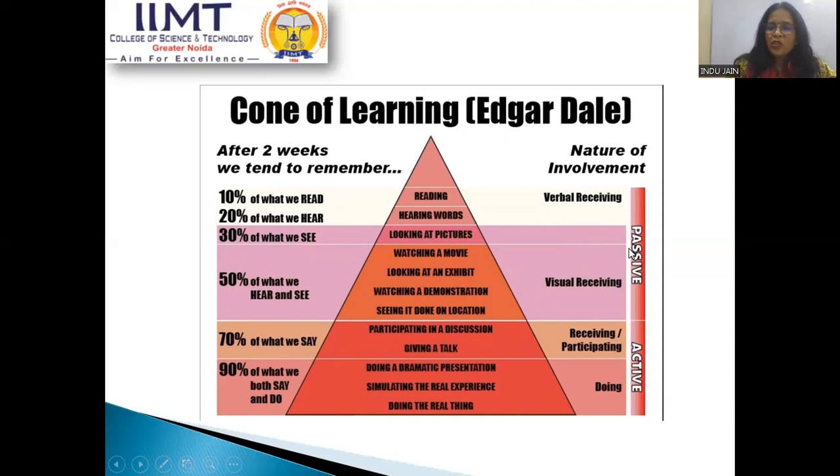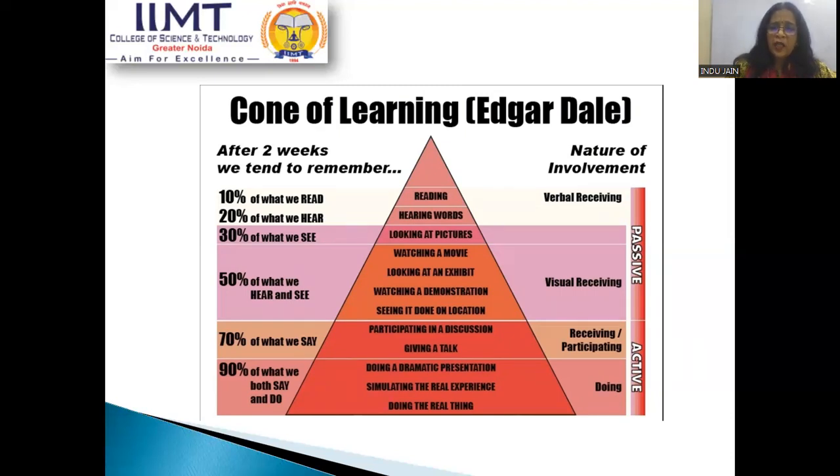Passive means students are not very much involved in the teaching-learning process. Active means students or learners are completely involved in the teaching-learning process. Passive involves verbal receiving and visual receiving. Further, the active involves participating in the learning activities and again learning by doing. So in passive, verbal and visual receiving, and in active, participation or doing something to gain learning experiences.